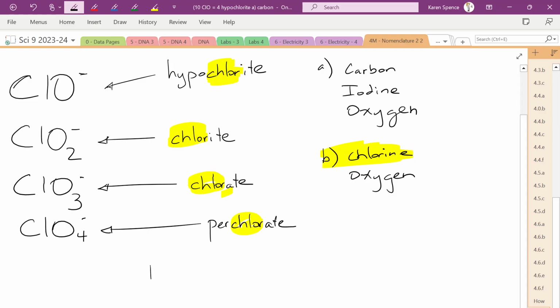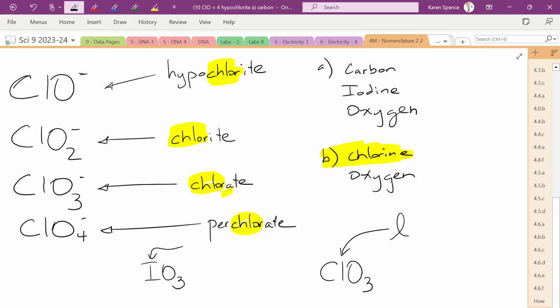If you look at iodate, IO3, can you see what the I looks like as opposed to the L? The I has a little top bit and a bottom bit, whereas the L has no top bit and no bottom bit. Yes? So you need to be able to recognize that because I don't want you thinking that this is carbon, iodine, oxygen. It's a really common mistake. Okay, so watch out for that one.